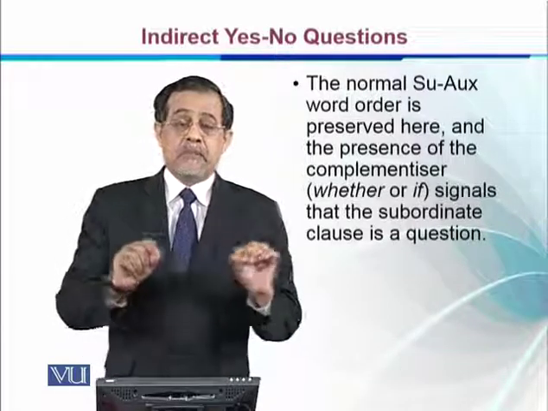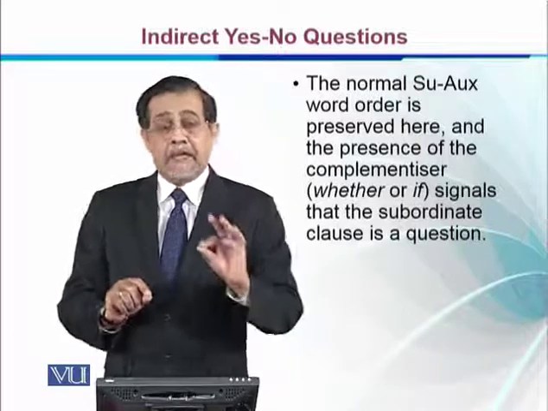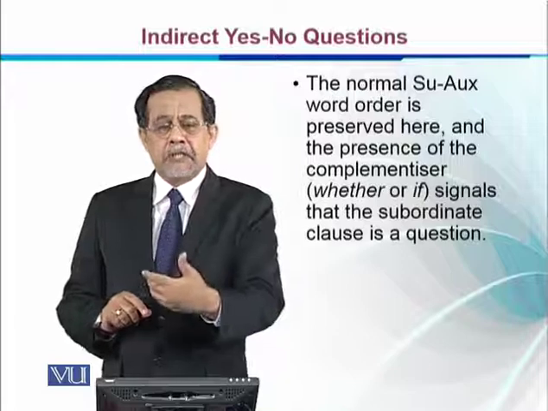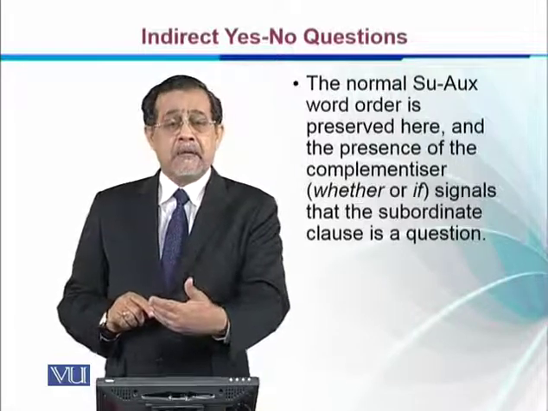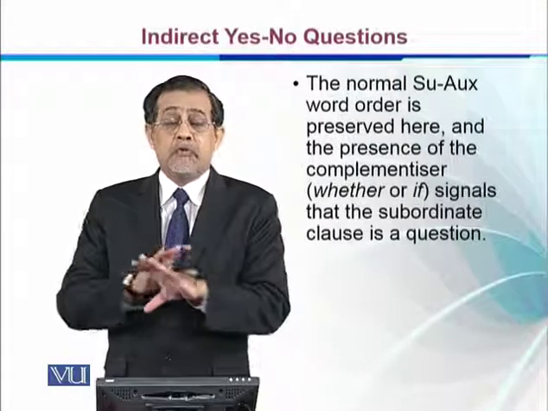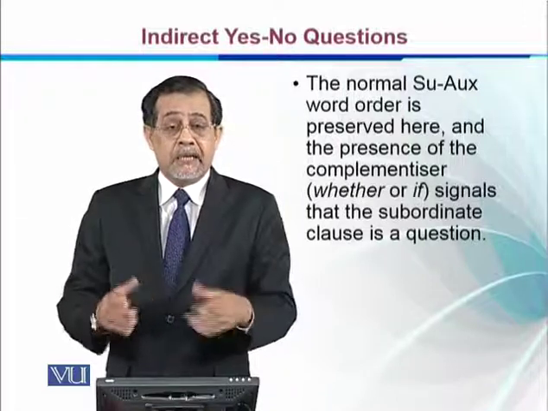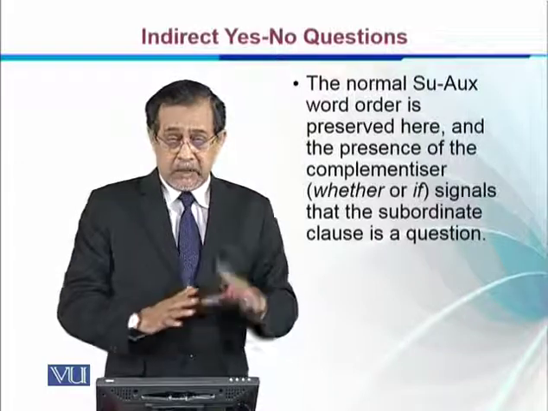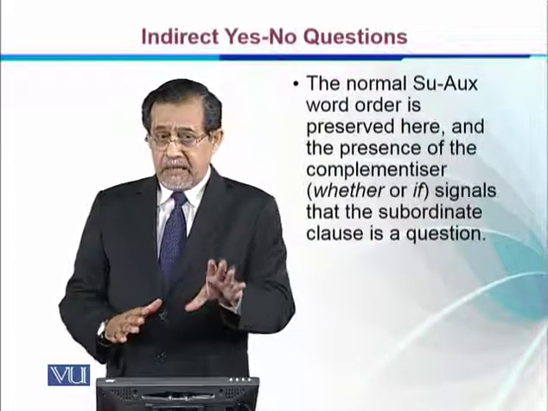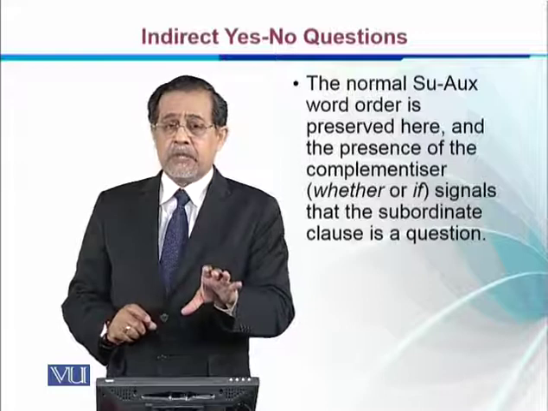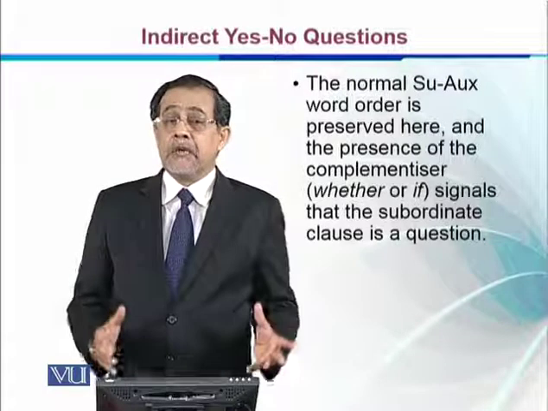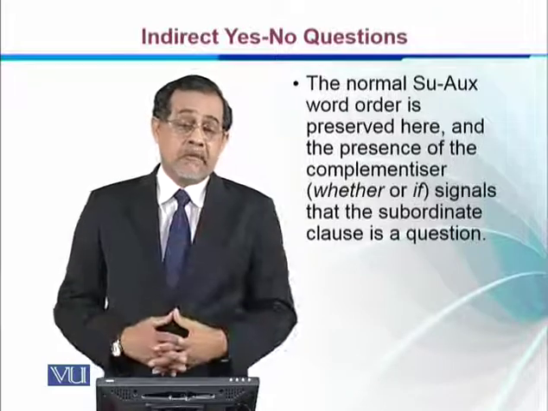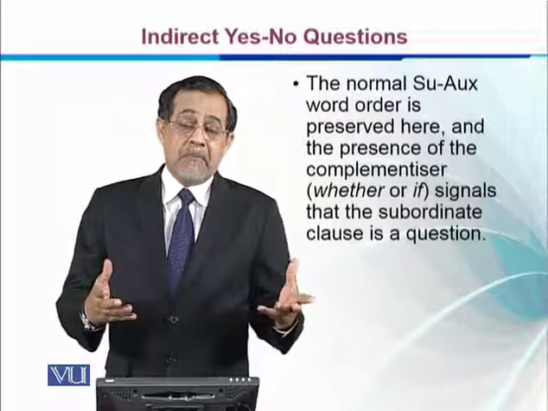So in an indirect question, the subject precedes the auxiliary, and if there is no auxiliary, we do not bring do in here, right? It remains as it is. So whether and if tell us that it's a question. That's why we said that we cannot delete these two complementizers, whereas the rest of the complementizers can be deleted.